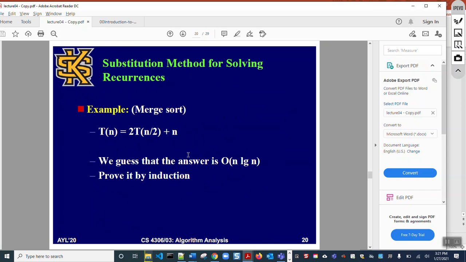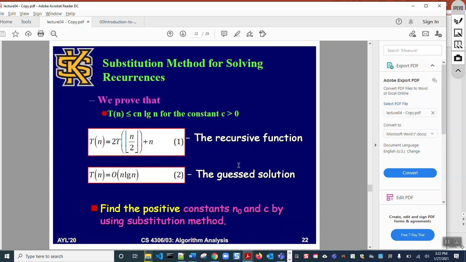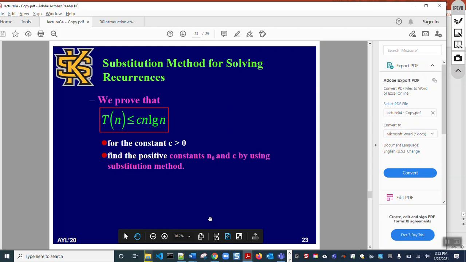Okay, so now T(n) = 2T(n/2) + n. Now we can guess that the solution is O(n log n), and we need to prove it by induction. So how do we prove it by induction? One thing is that we can find some positive constants n0 and c by using the substitution method, and then we need to prove that T(n) is less than or equal to c n log n.